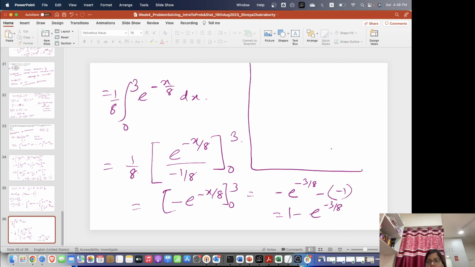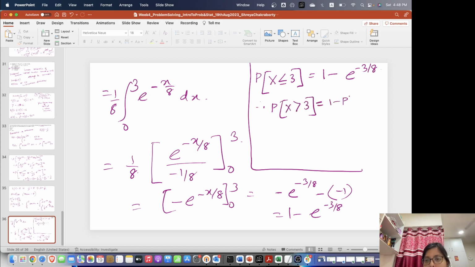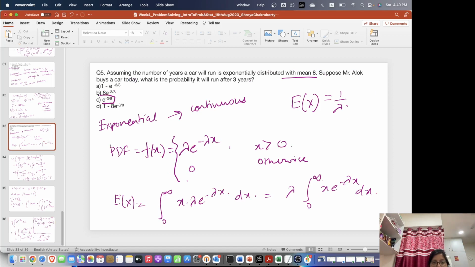So what we got is the probability x less than or equal to 3 is 1 minus e to the power minus 3 by 8. Therefore, the probability x greater than or equal to 3 will be 1 minus the probability x less than or equal to 3, and that value will be e to the power minus 3 by 8, and that is our answer.